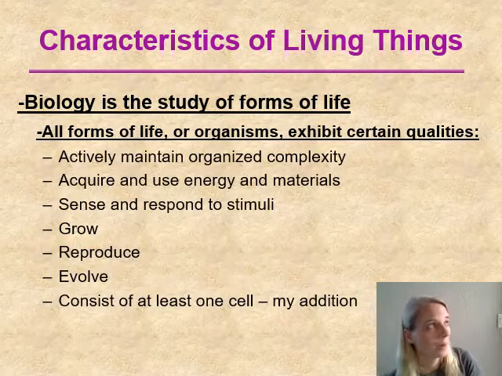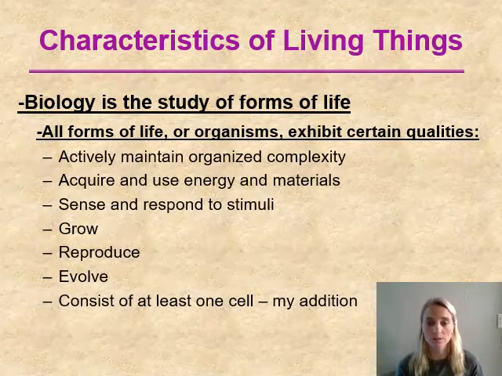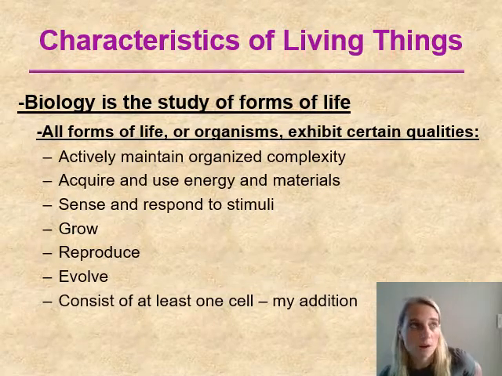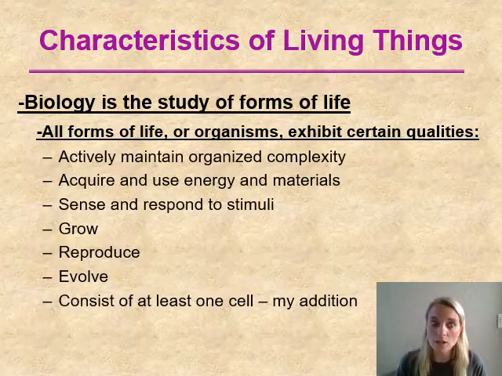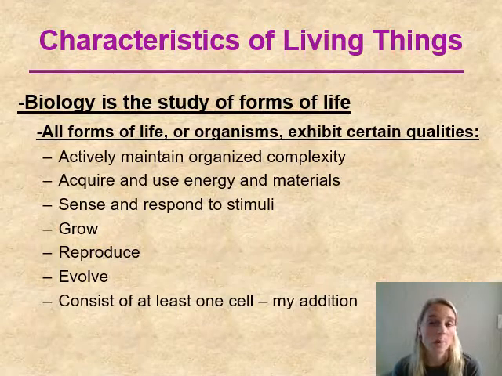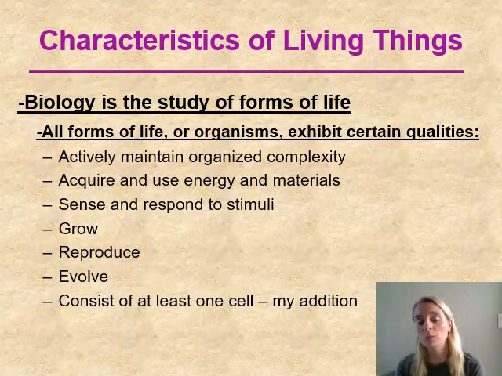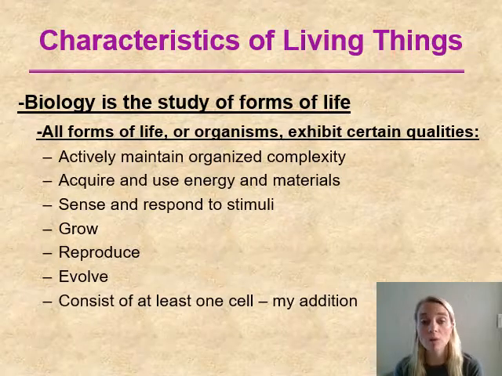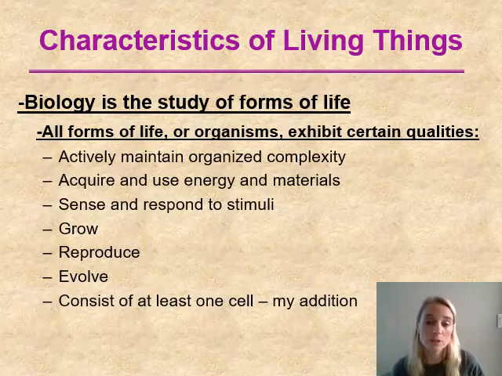So when we talk about something living, we have to take a look at what that means. Biology is a study of living things, so we've got to figure out what it means to be living. So I have a list here like a checklist. If you can check all of these boxes, then you're alive. That's awesome. So I'm going to list them here, and then we'll break it down in the individual slides so we can talk about each one of these a little bit more in depth. So the first one is actively maintains organized complexity, acquire and use energy and materials, sense and respond to stimuli, grow, reproduce, and evolve. Now, those are the ones that are listed in your textbook.